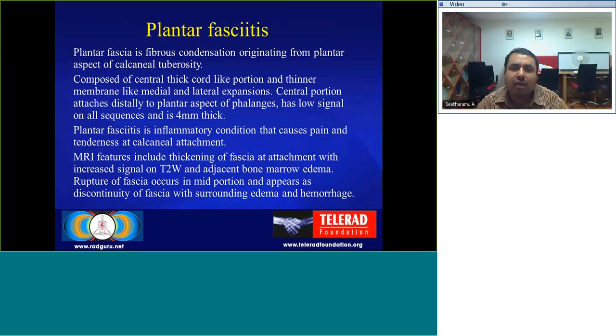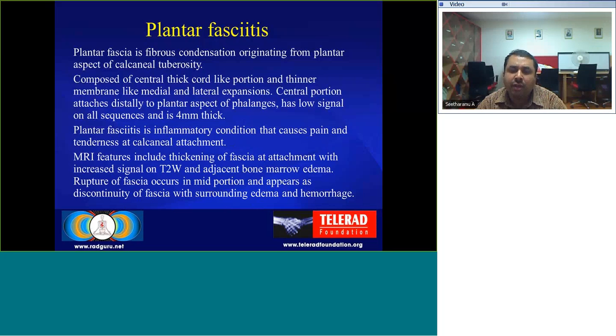Plantar fasciitis. Plantar fascia is a condensation of fibrous tissue originating from the plantar aspect of the calcaneal tuberosity. It has a central thick portion and thinner medial and lateral expansions. The central portion attaches to the plantar aspect of the phalanges and is about 4 mm thick. The fascia is predominantly composed of fibrous tissue and hence is of low signal in all sequences. The fasciitis is an inflammatory condition that causes pain and tenderness at the calcaneal attachment.